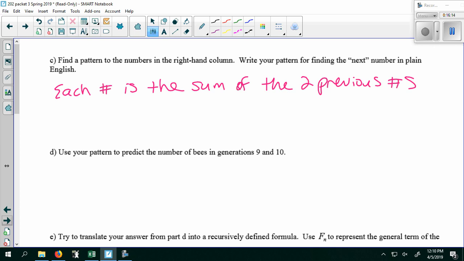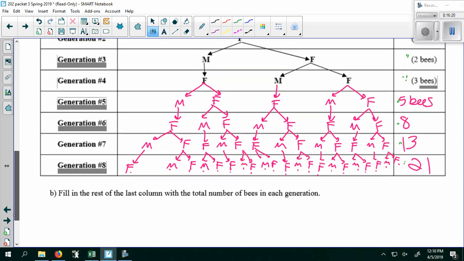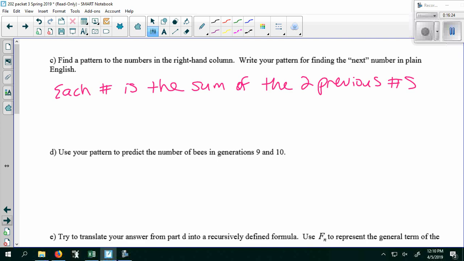So generation 9 and 10. So we went as far as generation 7. Oh, we went to generation 8. Okay, so generation 8 was 21. And we said generation 9 would be 34. So generation 10 would be 21 plus 34, 55.